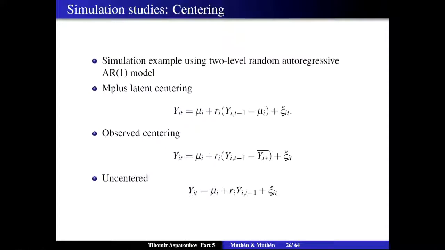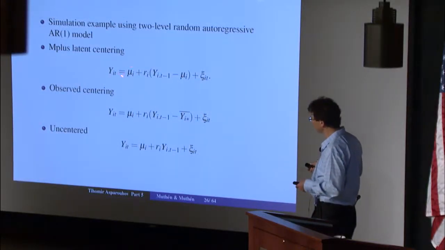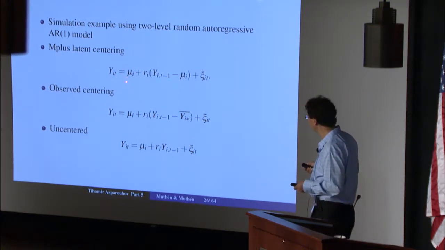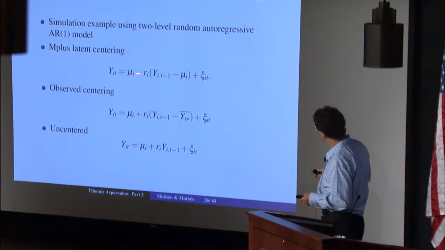So we have a latent mean here, and we're regressing on the y variable at the previous time point. And the mean of the y variable is subtracted. So this mu i, in the prior notation, was basically the yi2, so it's the between portion of the variable. So this is what the Mplus latent centering looks like.